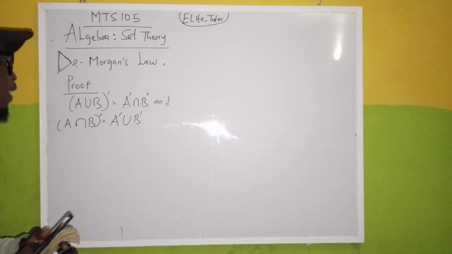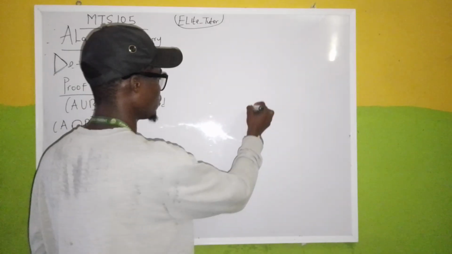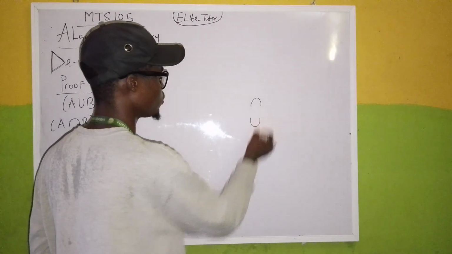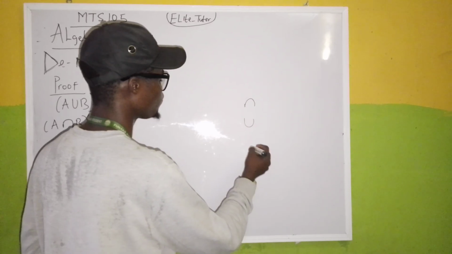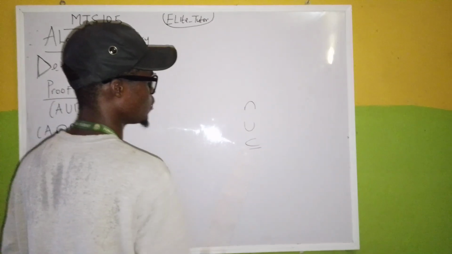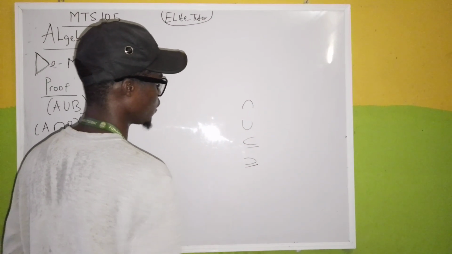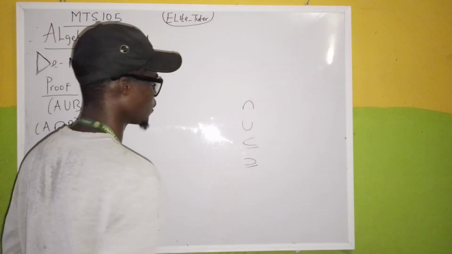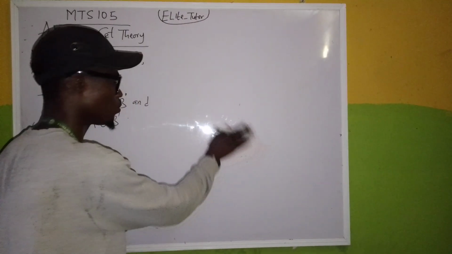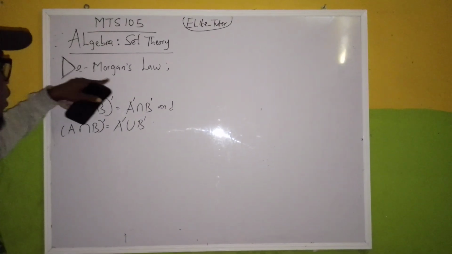In secondary school, we are all familiar with the word intersection, something like this. We are all familiar with the symbol union, something like this. We are all familiar with subsets, superset, the subset and the superset. So we are all familiar with all these symbols. But that's not what we are doing this evening. This evening I'm going to be proving De Morgan's law.